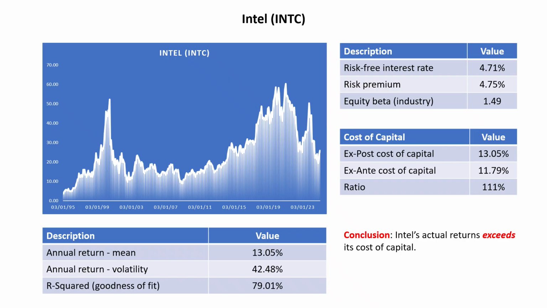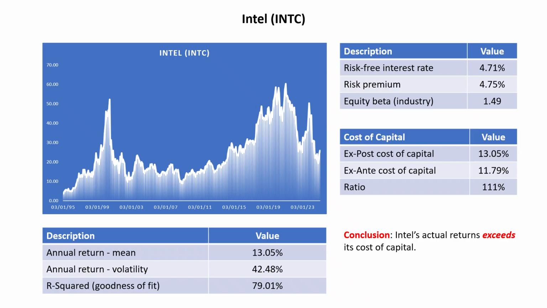So our ex post cost of capital is what the regression model told us. We looked at the historical stock prices, adjusted stock prices of Intel, calculated a total return, and that would be the ex post cost of capital. Ex ante cost of capital comes from the table above that, where we calculate the cost of capital based on the risk-free rate of interest, which is the 10-year Treasury, plus the risk premium.